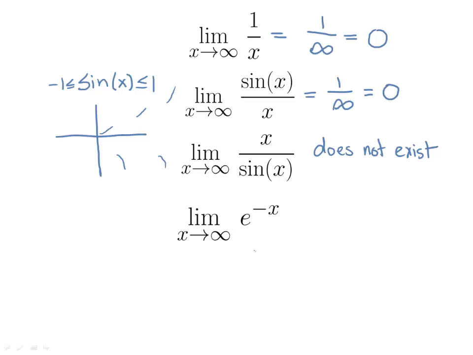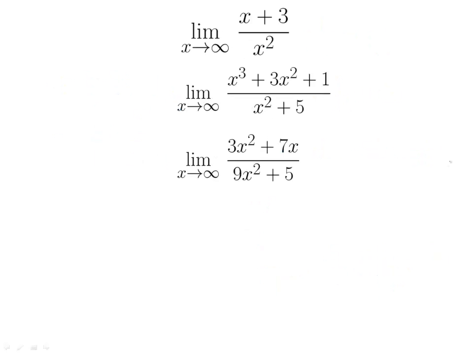The limit as x approaches infinity of e to the -x. When we have a negative in the exponent, we can rewrite the function as its reciprocal. So 1 over e to the x. And then if we plug it in, we get 1 over e to the infinity, which of course is 1 over infinity, which then becomes 0.